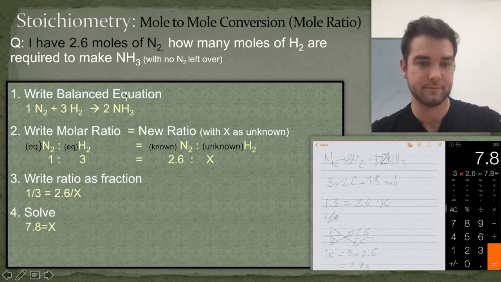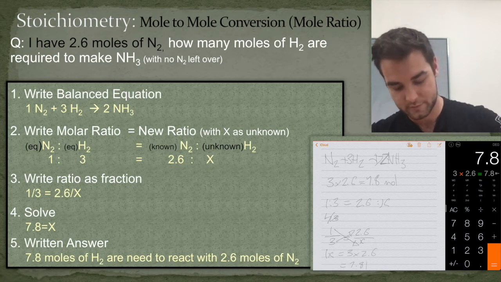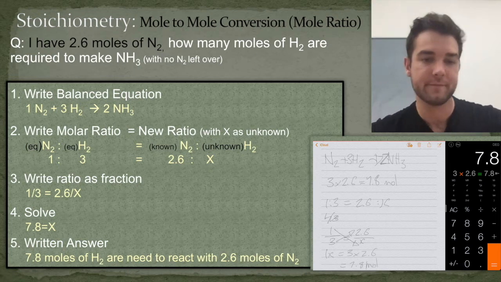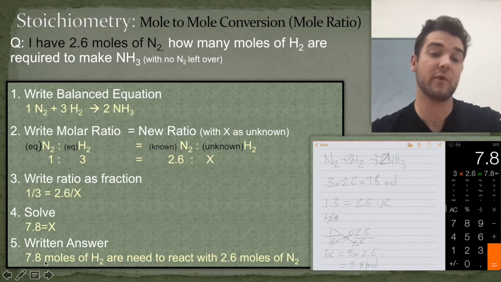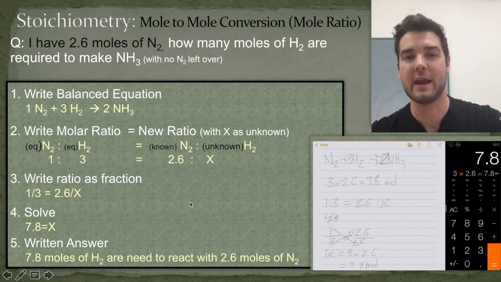grams. Not grams, moles. M-O-L. So the written answer is 7.8 moles of H2 are needed to react with 2.6 moles of N2.